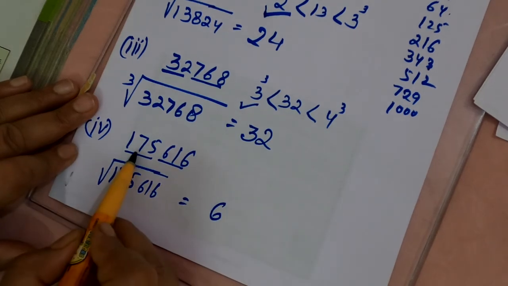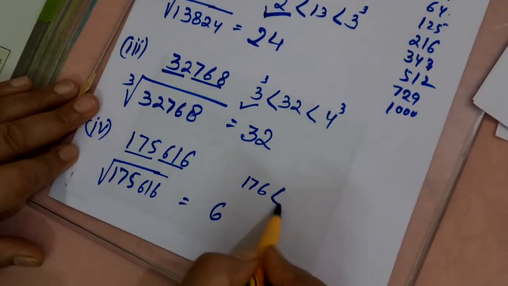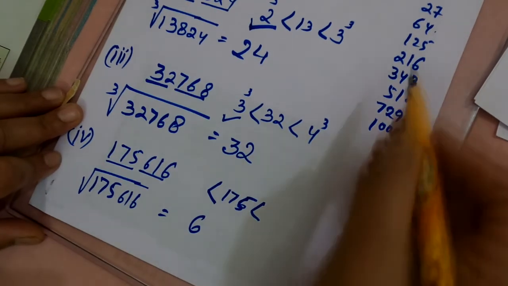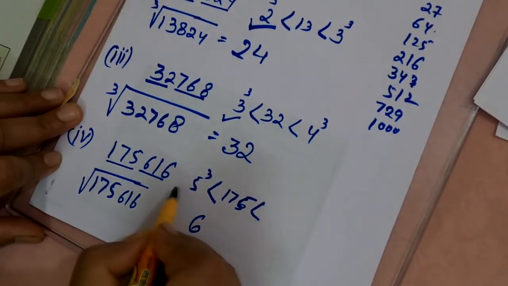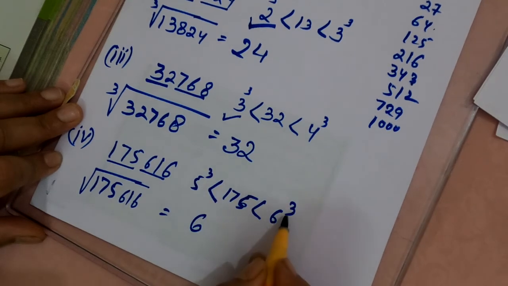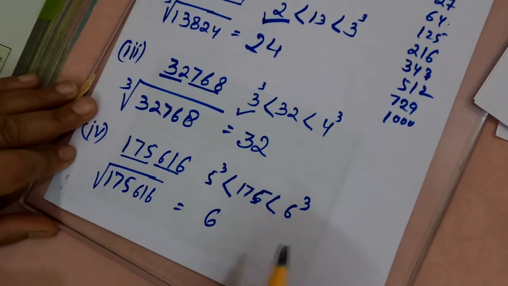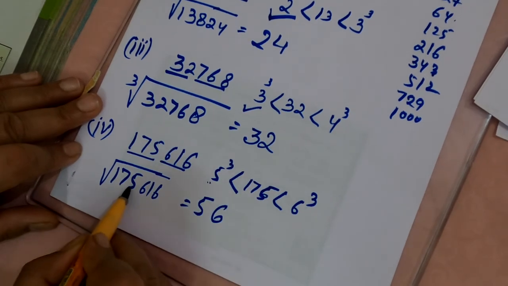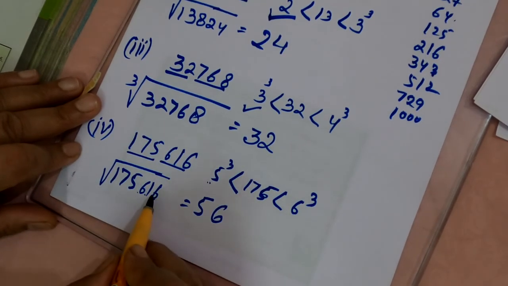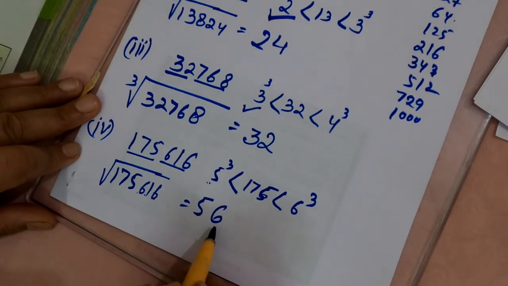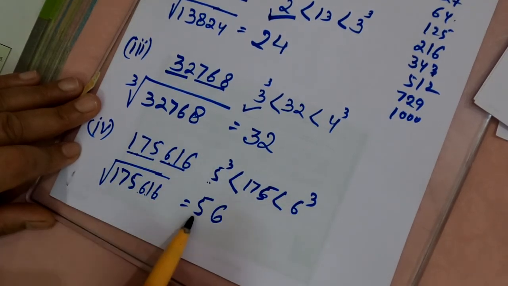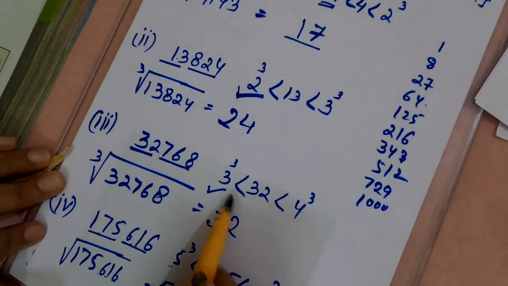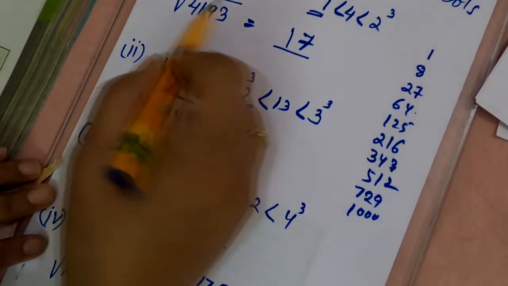Now see the other group, 175. 175 lies between 5 cube and 6 cube. 6 cube is 216, 5 cube is 125. Which one is smaller? 5 is smaller, so let us take 5. So 175616 will be the cube of 56. Clear? Number of groups equals number of digits in the cube root. Here there were 2 groups, so 2 digits. Here also 2 groups, 2 digits.